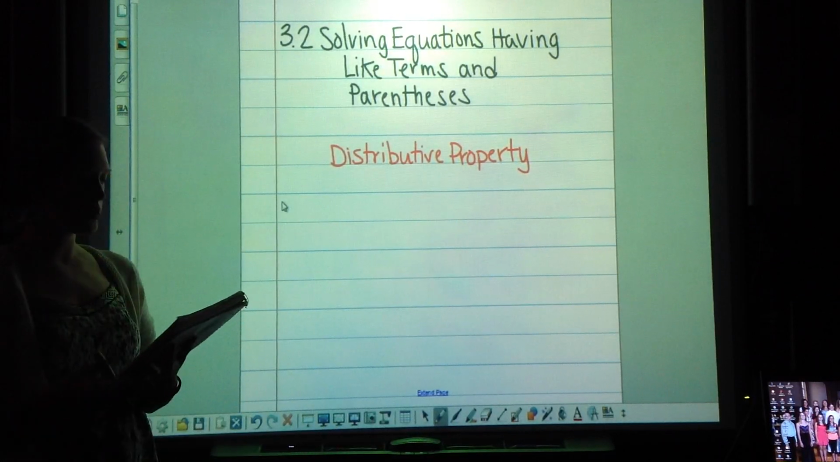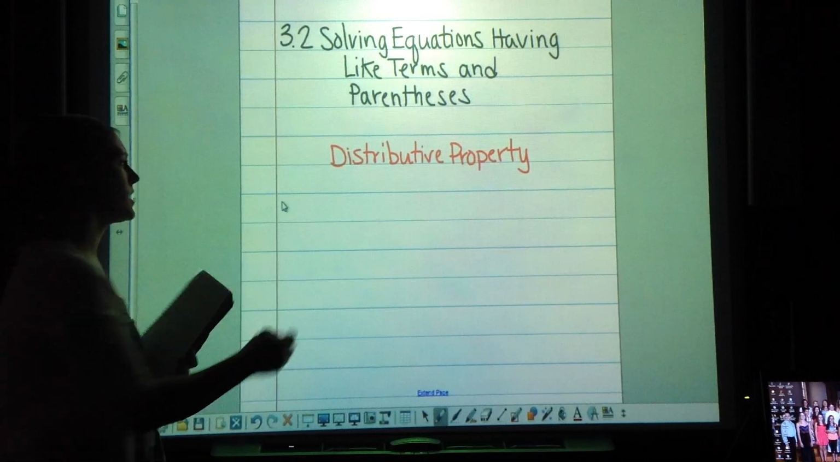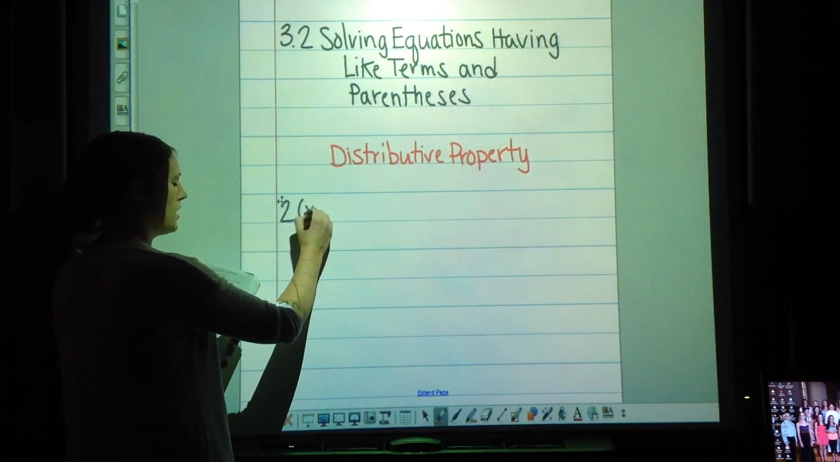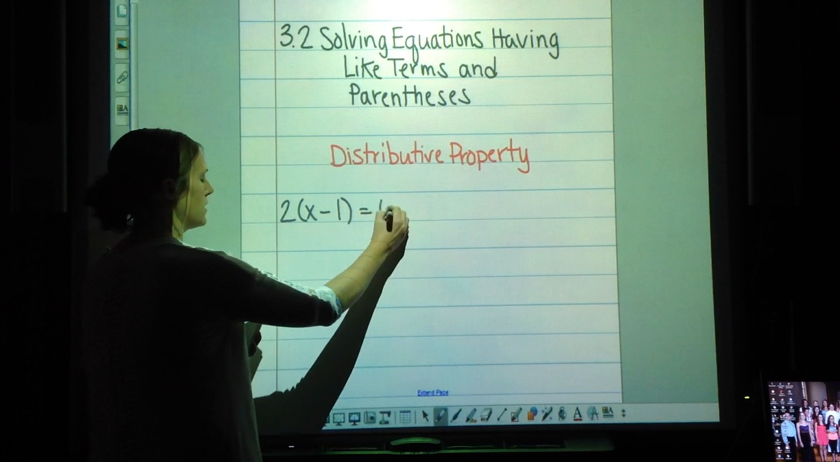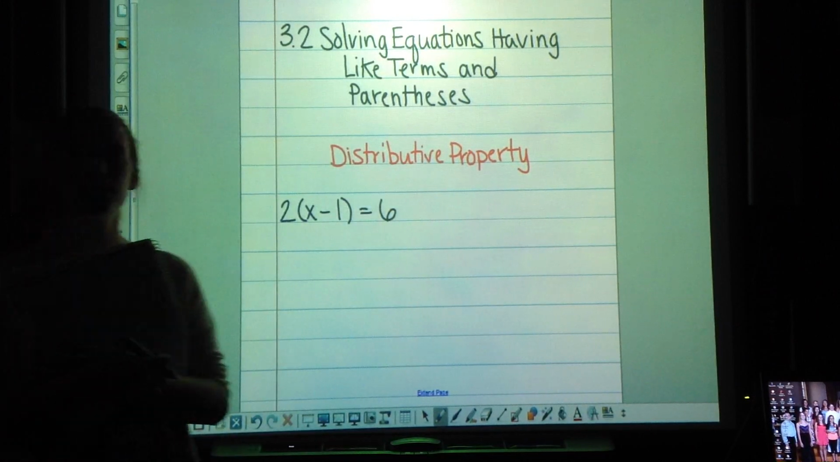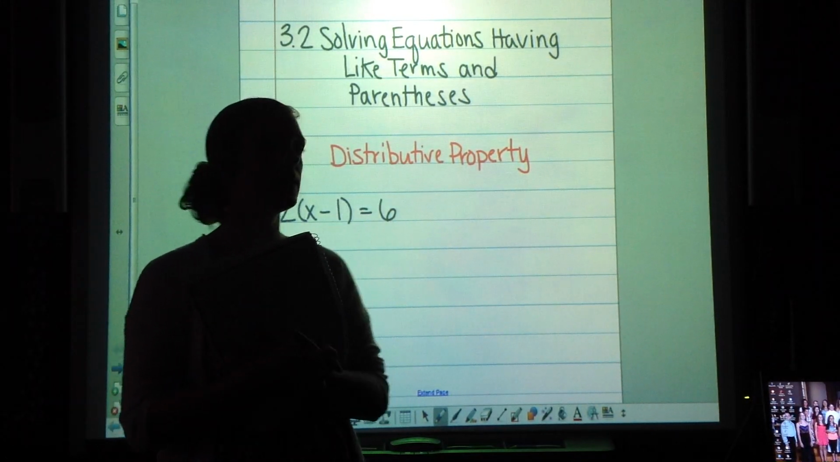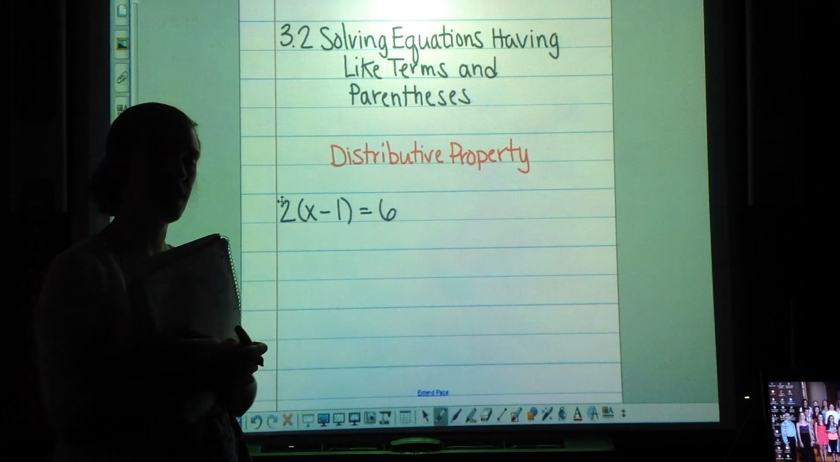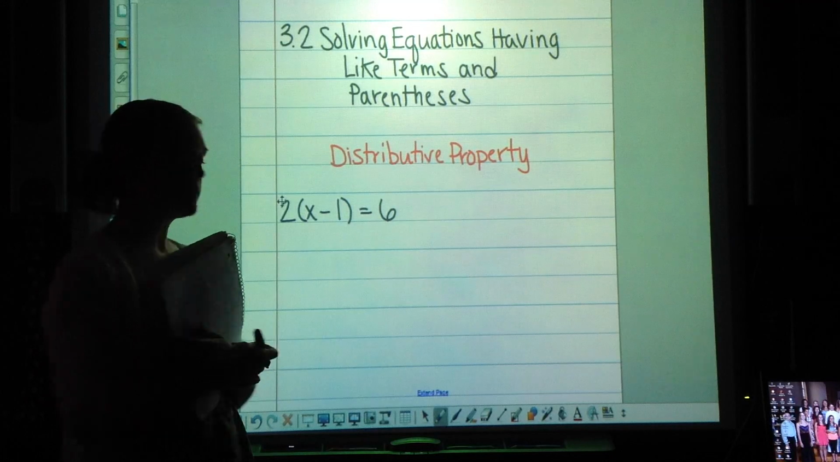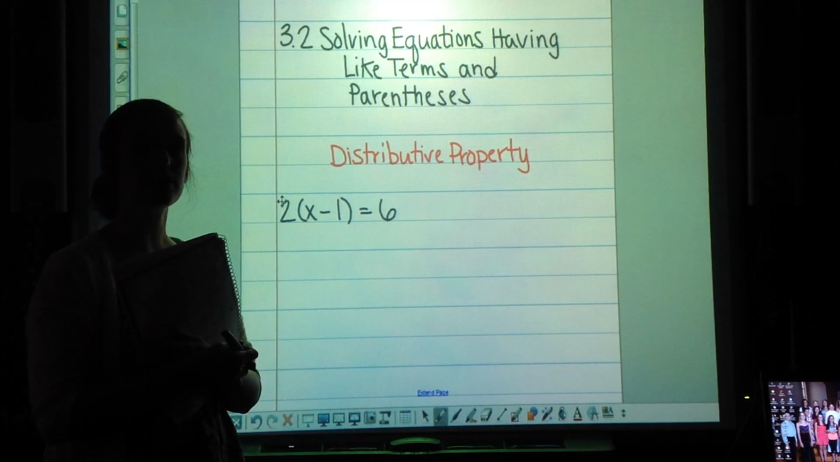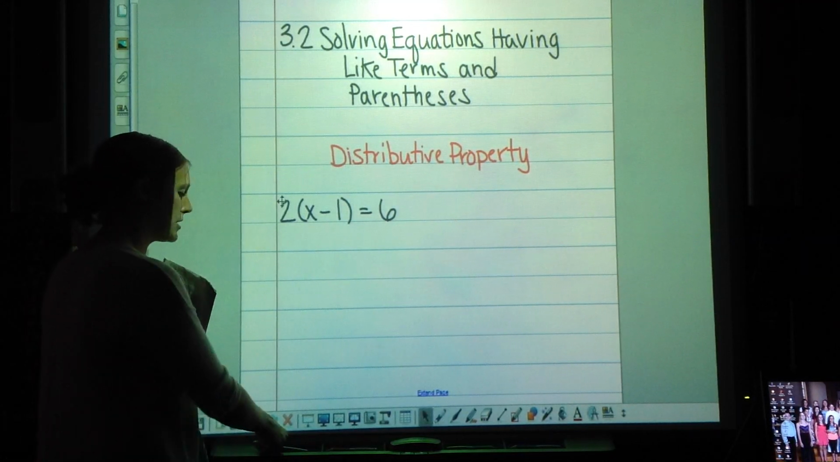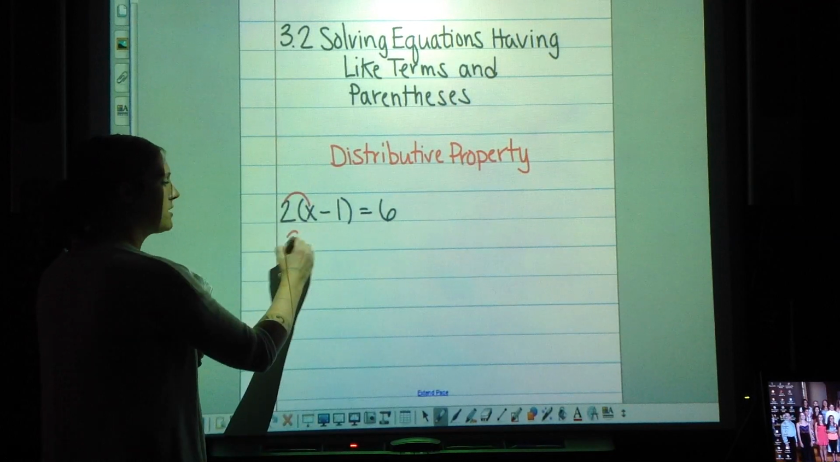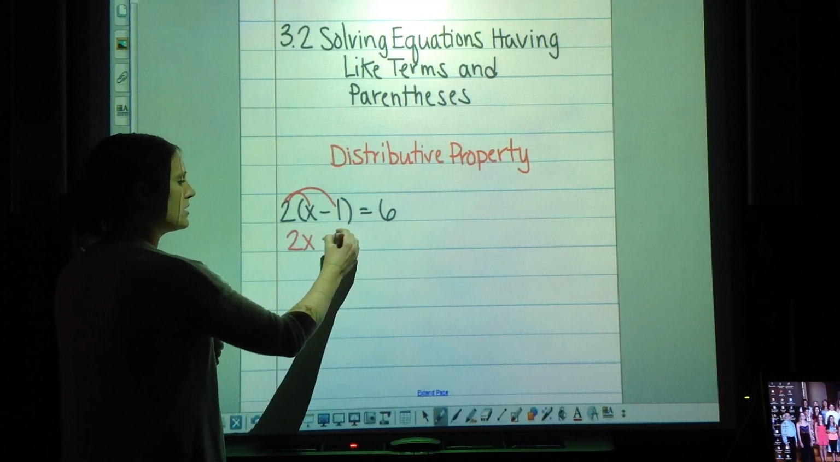So you might see equations like this. 2 times the quantity x minus 1 equals 6. Our goal is still to figure out what x is. And to do that, we're going to isolate the x on the left side of the equation by itself. The first step when you see a set of parentheses is to perform the distributive property. So 2 times x and 2 times negative 1.